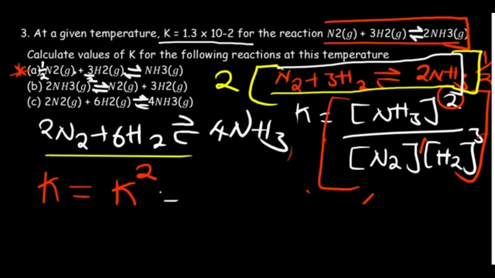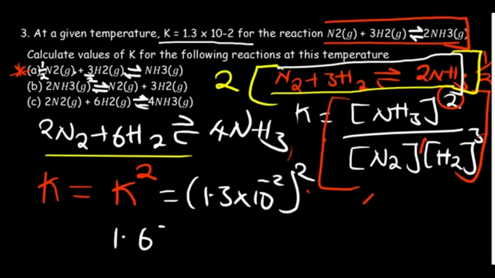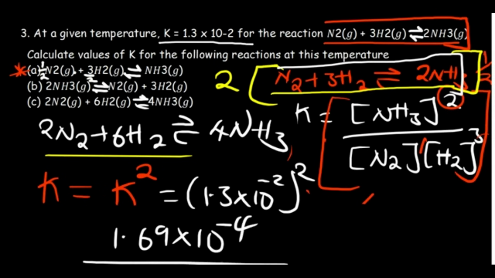So we're just going to square 1.3 by 10 to the power negative 2. Then squared. So we have 1.69 times 10 to the power negative 4. So that's what we have for this question, and we are done.